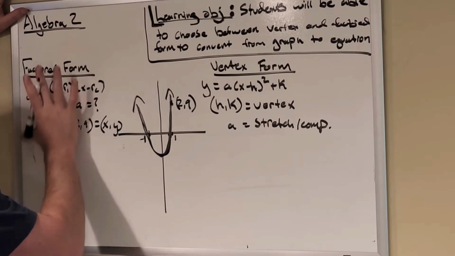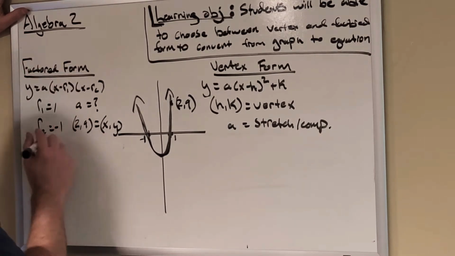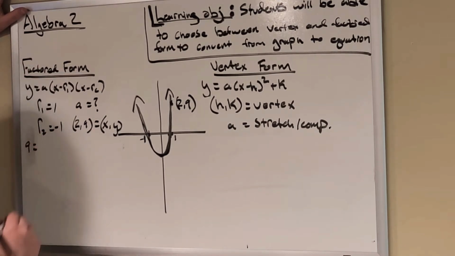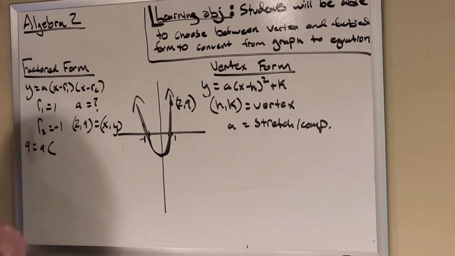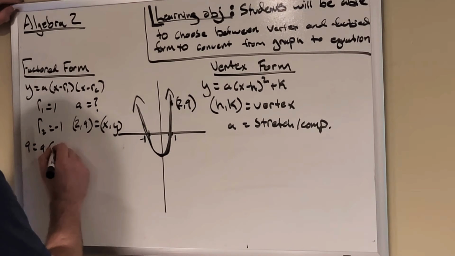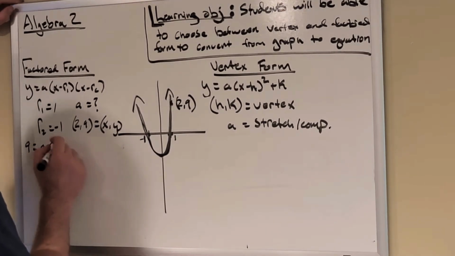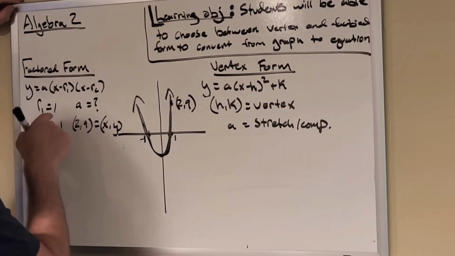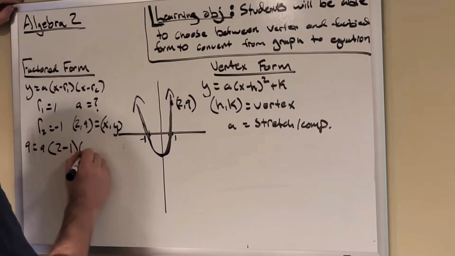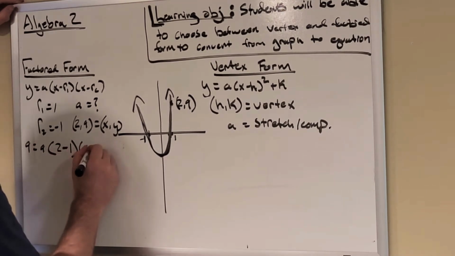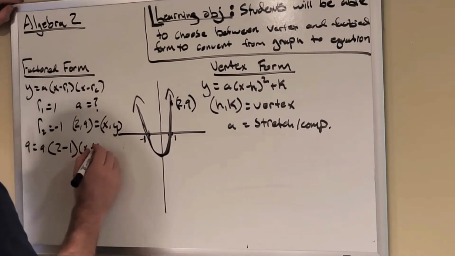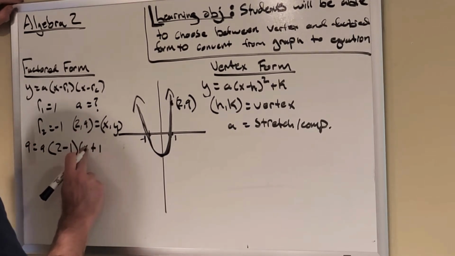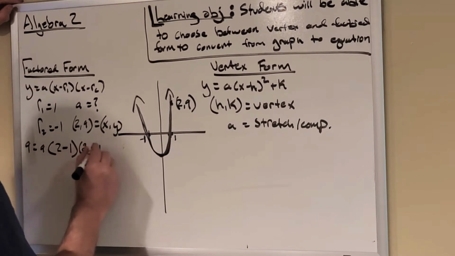So y, as I mentioned before, is 9 equals a, I don't know my a, times x minus R2. X is 2 minus what's my R1, which is 1, times x again minus my R2, which is -1, and negative makes a positive, so 2 plus 1.